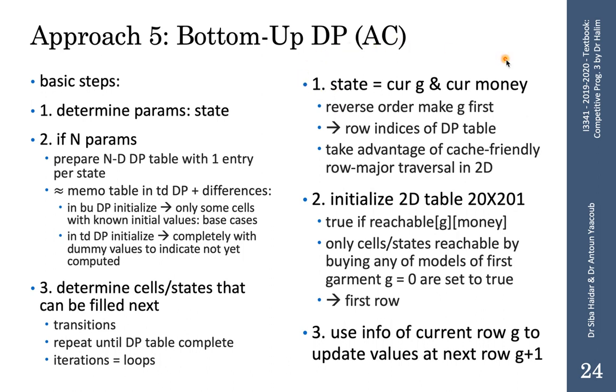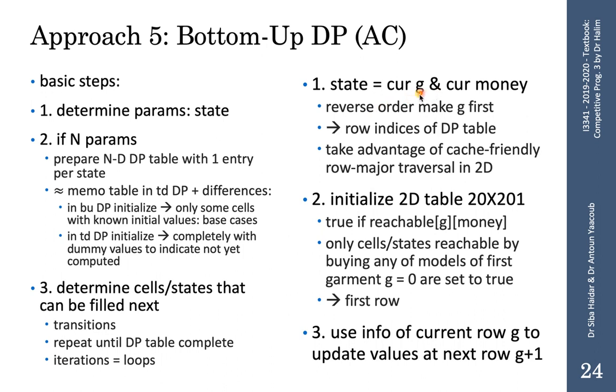So in our example, the wedding shopping, we will say that the state is the current garment and the current money, just like in the top-down. We will reverse the order to put g before the money, because we will move from state to state incrementing g. So we have to take advantage of the cache-friendly row-major traversal in 2D arrays in C, Java and other languages.